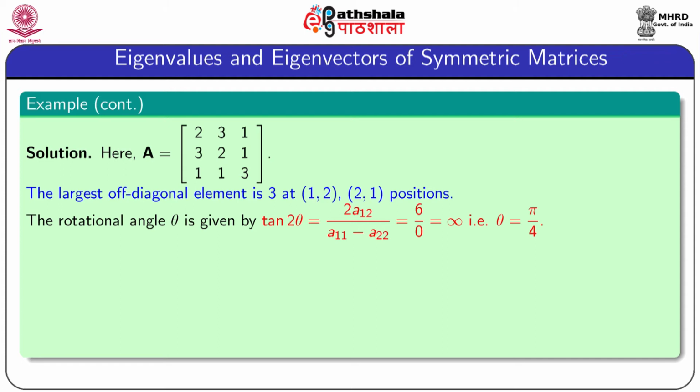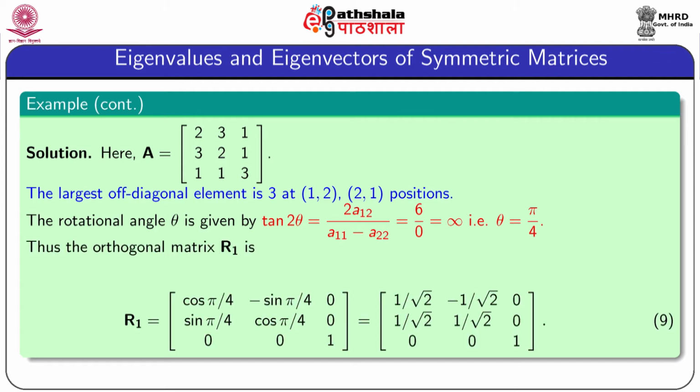a11 minus a22. Here we have assumed that the largest element 3 is present at position (1,2). So, for this reason the formula is taken as 2 into a12 by a11 minus a22, which is equal to 6 by 0, that means infinity, and hence theta is equal to pi by 4, because a12 is a positive quantity, therefore theta is positive pi by 4.